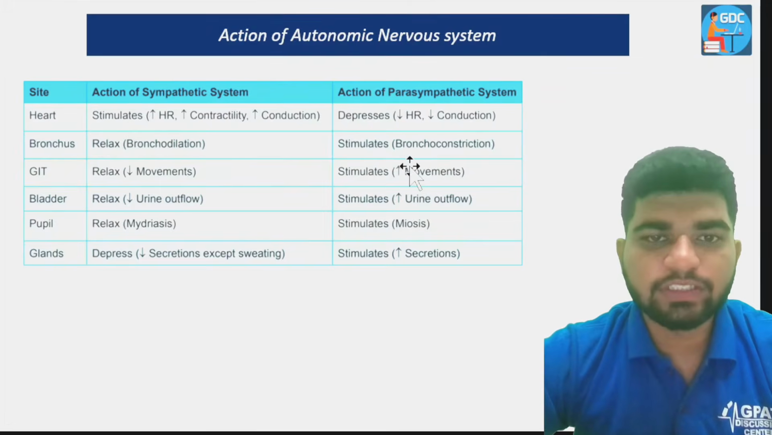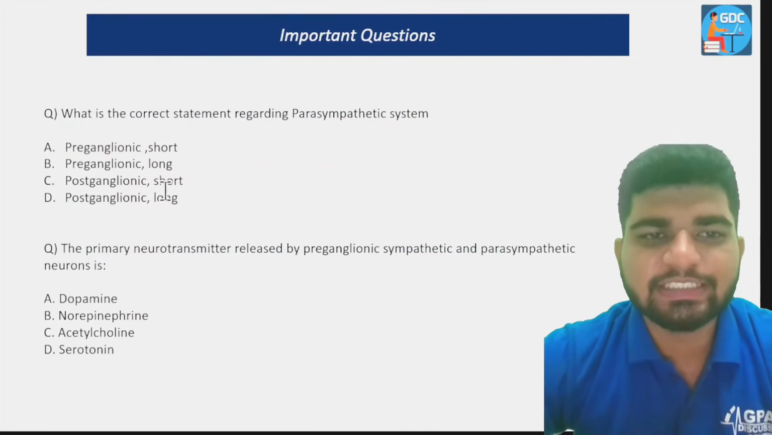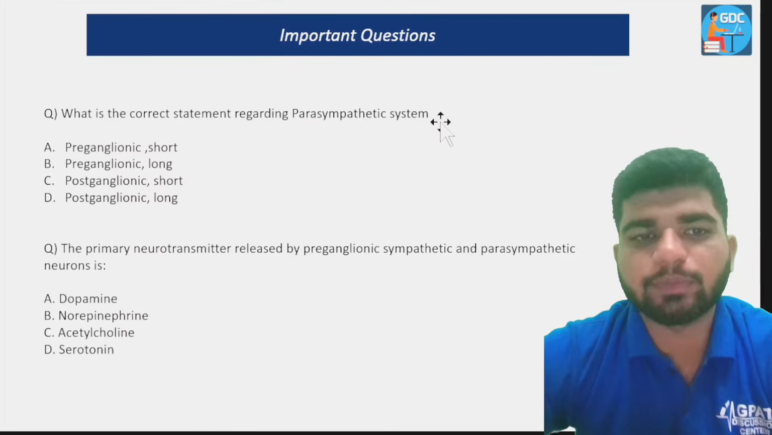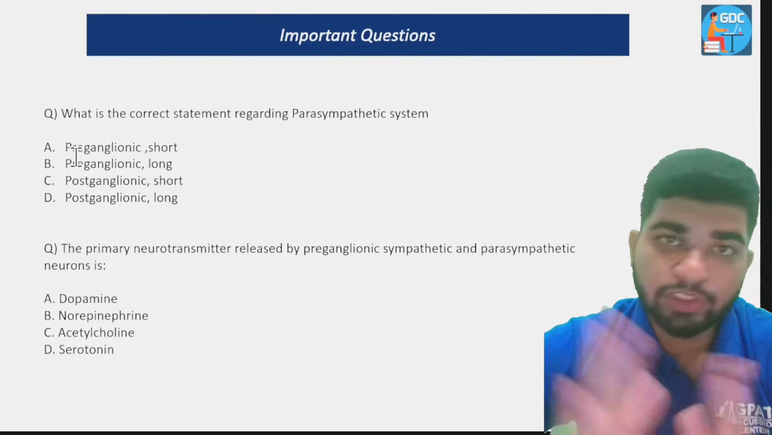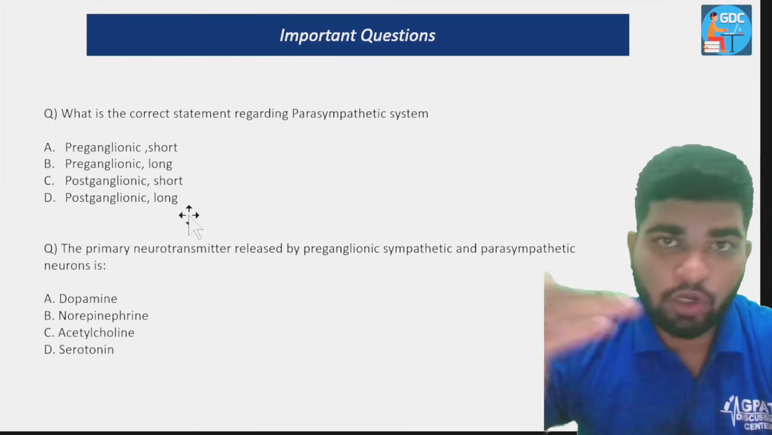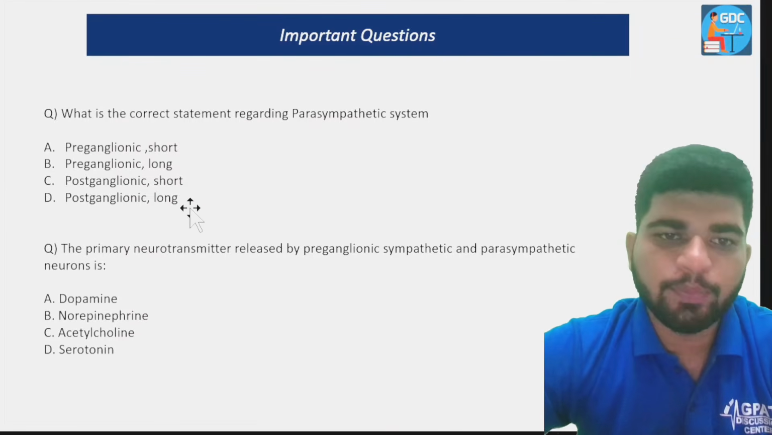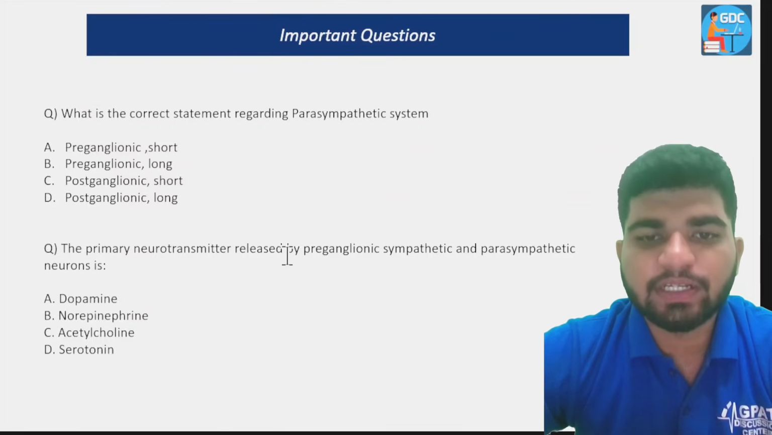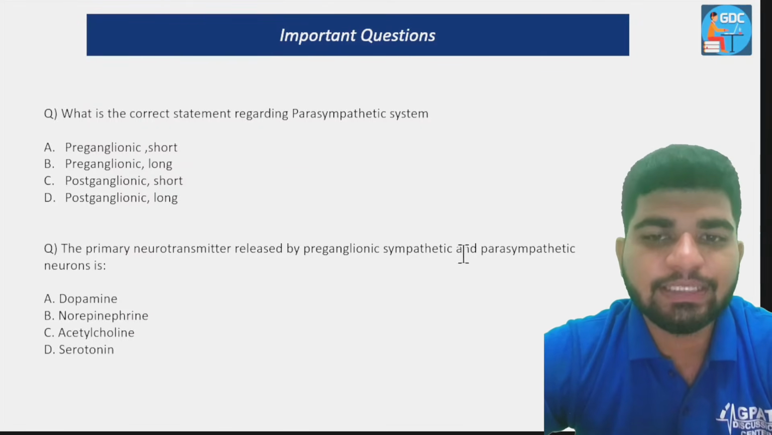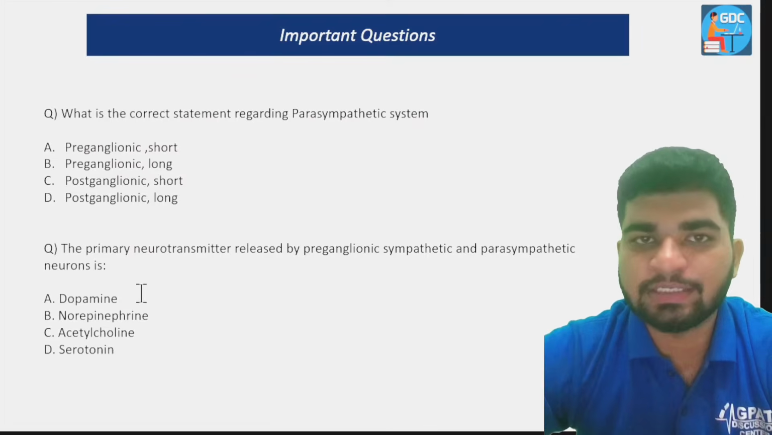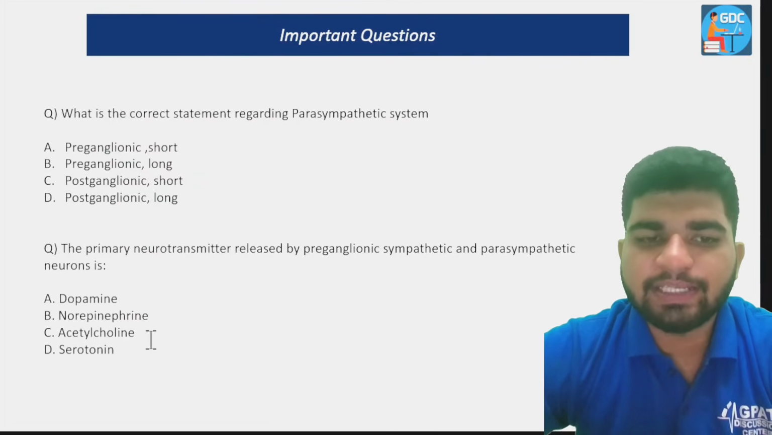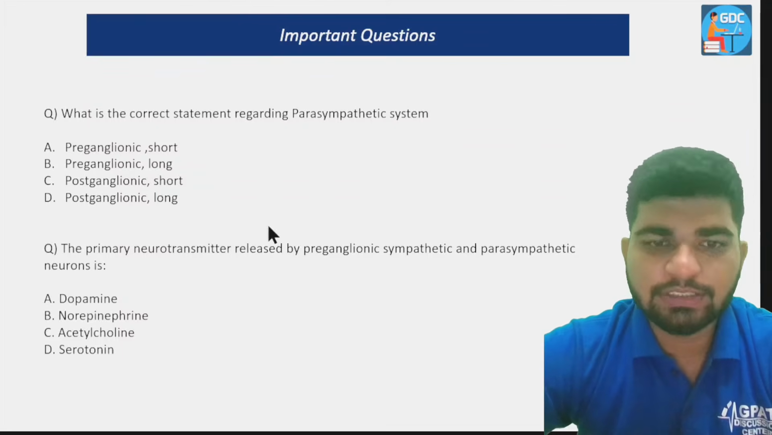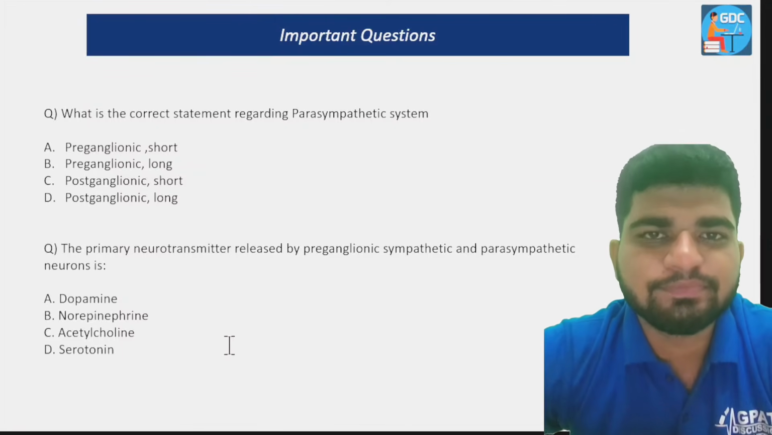So now let's move towards some questions for you. Let's start with the first question: what is the correct statement regarding the parasympathetic system? The first one is preganglionic short, preganglionic long, postganglionic short, or postganglionic long. Second question: the primary neurotransmitter released by preganglionic sympathetic and parasympathetic neurons is dopamine, norepinephrine, acetylcholine, or serotonin. You have 10 seconds to answer these two questions. So time starts now.